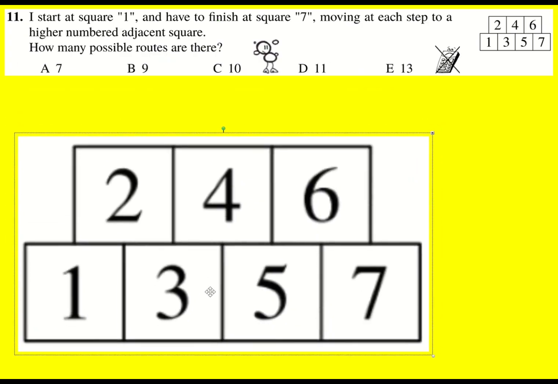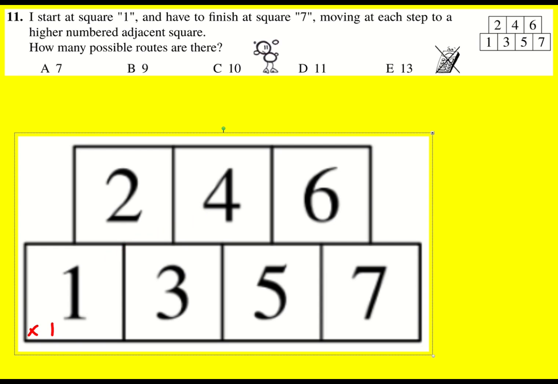Here's a bigger diagram to start with. We're starting at 1. So let's say I start here, and there's only one way that I can start at 1. And then I'm trying to get to 7, and I want to know all the different routes. I'm only allowed to go to a higher numbered adjacent square. So adjacent means like next to. So I can't jump from 1 to 4, for example.